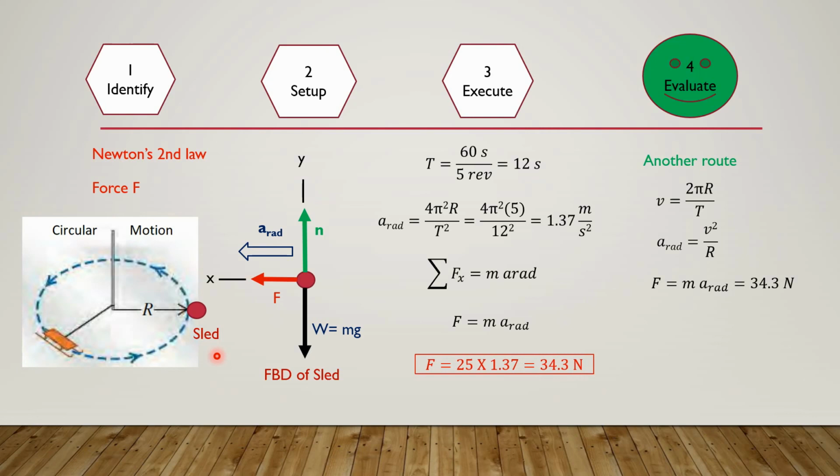F is equal to m a radial. So again we get the same answer, 34.3 Newton. So our answer is correct.